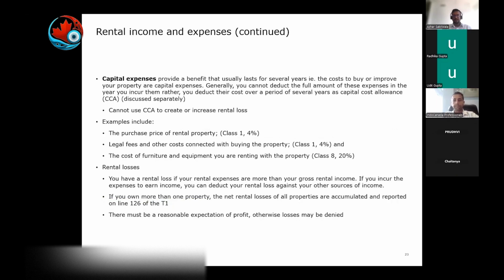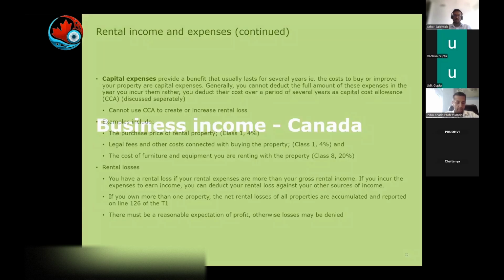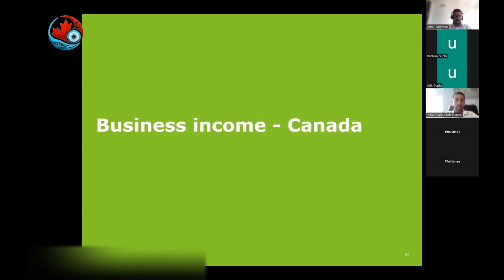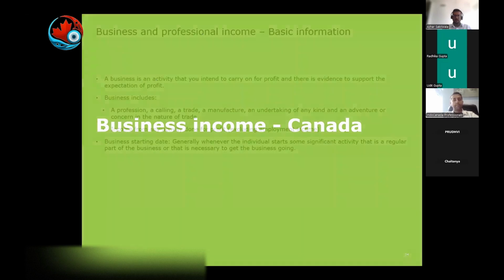Capital expenses, as I said, include upgrading your house, making renovations which will result in higher rental income in future years, or upgrading your appliances. You would have to capitalize these. So you cannot claim a tax deduction, but you need to capitalize it and claim depreciation over a period of years. Now, quickly moving on to business income.